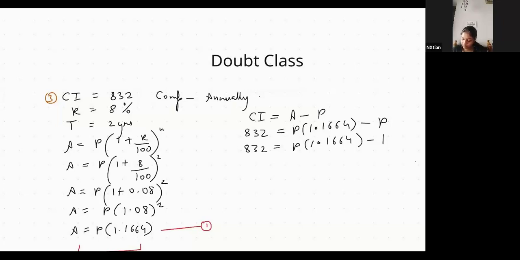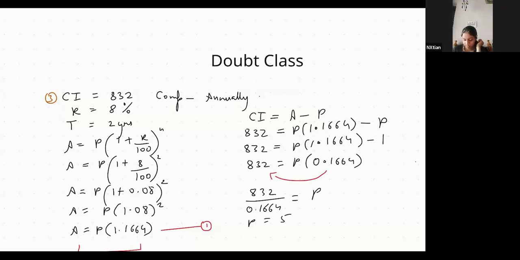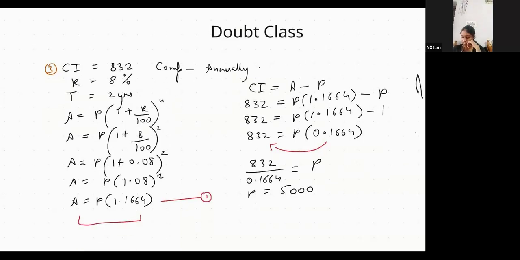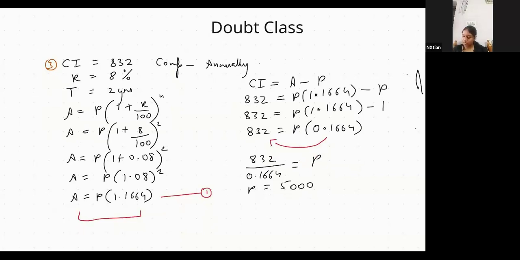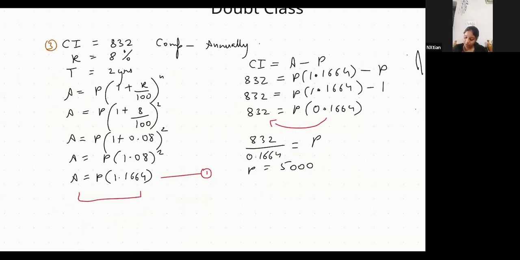So 832 equals principal times 0.1664. Now I will take 0.1664 on this side below 832. So I will write 832 by 0.1664 equals principal. You divide it and you will get principal 5,000. P will be 5,000. Ma'am, that means amount is 5,832. Here's the answer: amount is 5,832.